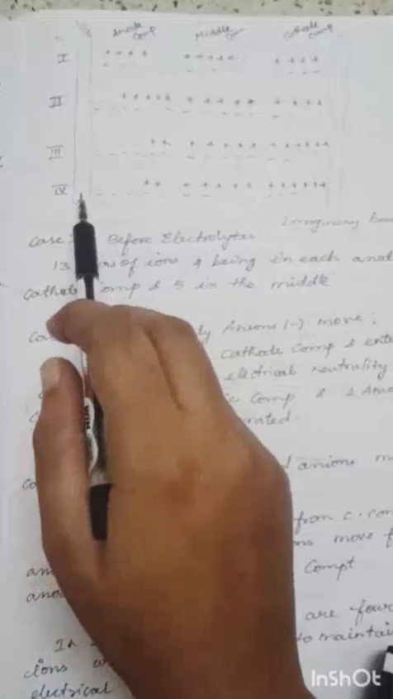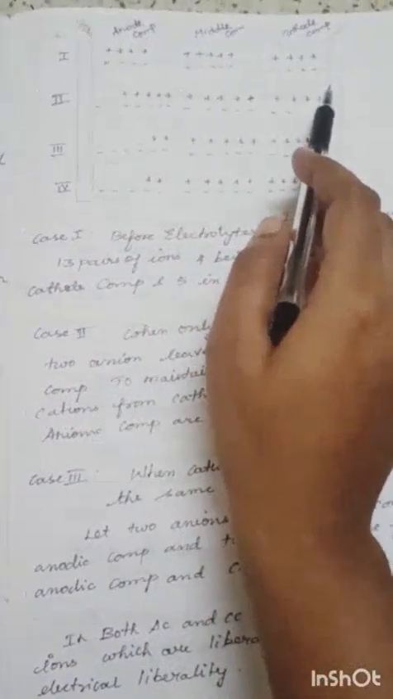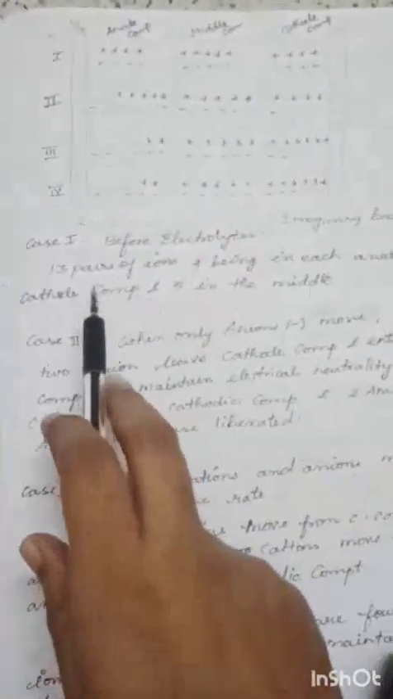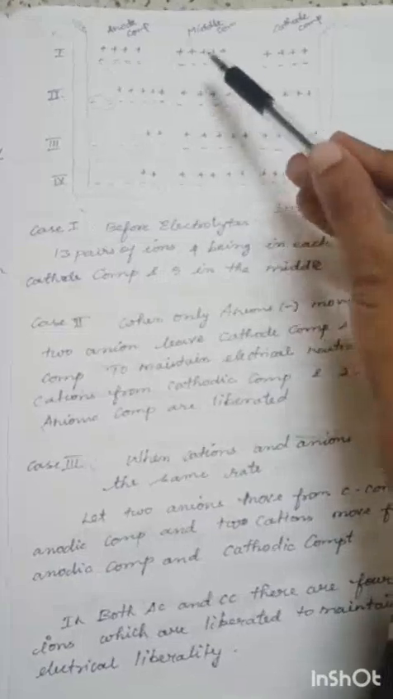This is the imaginary cell: the anode compartment, middle compartment, and cathode compartment. This is case 1, case 2, case 3, case 4. In case 1, before electrolysis, there are 13 pairs of ions, 4 each in the anode and cathode compartments, and 5 in the middle.